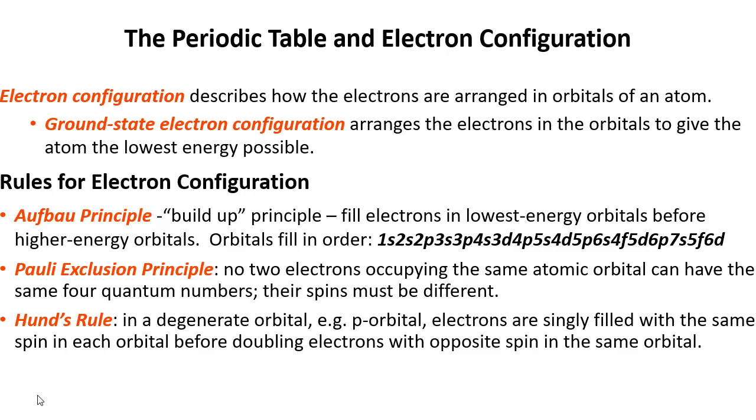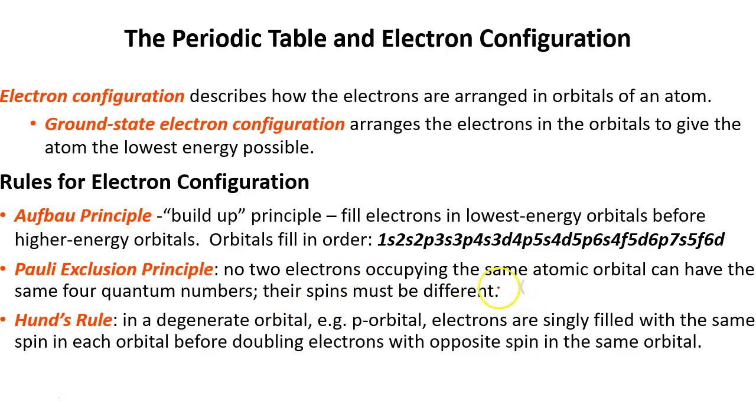The other principle that we touched on in the previous video is called the Pauli exclusion principle, which simply says that no two electrons occupying the same atomic orbital can have the same four quantum numbers. So if you have two electrons occupying the same atomic orbital, then their spins must be paired.